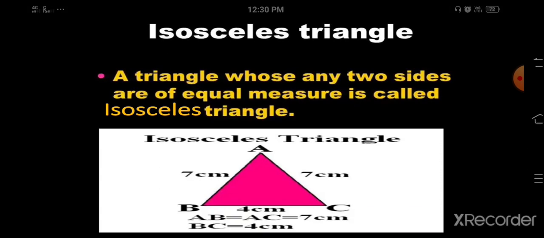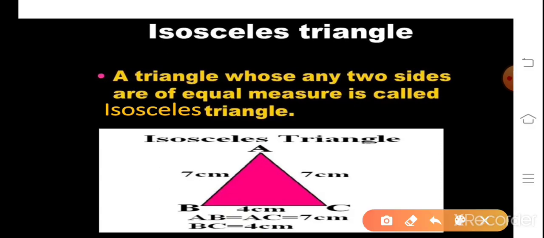For example, look at the picture here. The length of AB is 7 centimeters and the length of AC is also 7 centimeters, but the length of BC is 4 centimeters. Therefore, in this triangle, two sides alone are equal. So if in a triangle two sides are equal, the triangle is called an isosceles triangle.